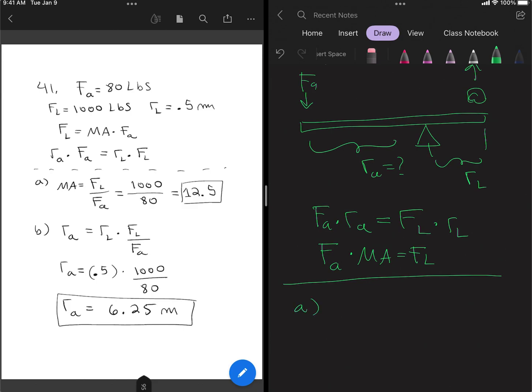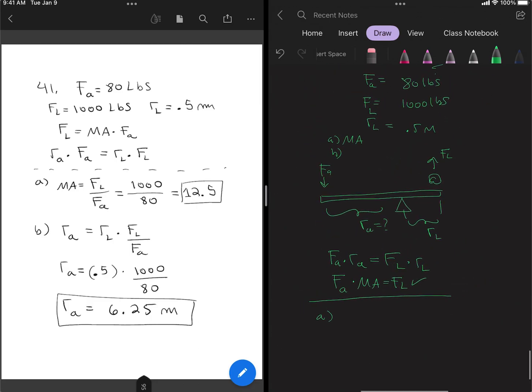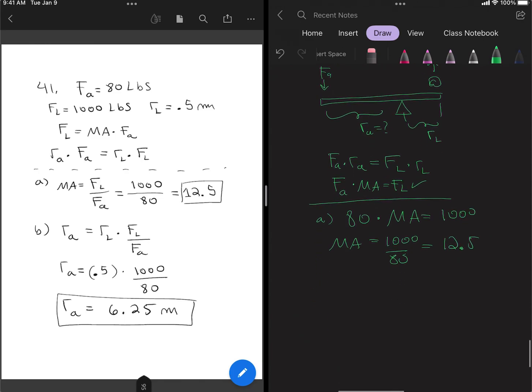So for part A, we want the mechanical advantage, so we'll use this formula here. Applied force is 80. We're trying to find the mechanical advantage, and the load force is 1,000. So the mechanical advantage is going to be equal to 1,000 divided by 80. So that's going to be 12.5. So whatever force you apply, the lever is going to amplify by 12.5. So that's the answer for part A.